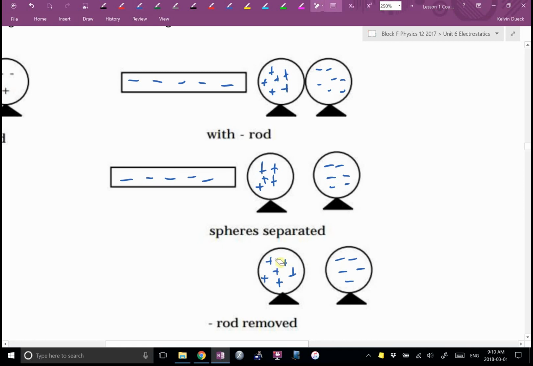Stephen, what's the charge on the left-hand sphere? Negative or positive? Are you positive? Shut up. What's the charge on the right-hand sphere?